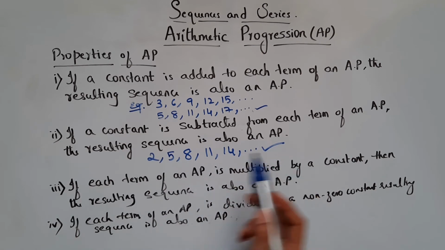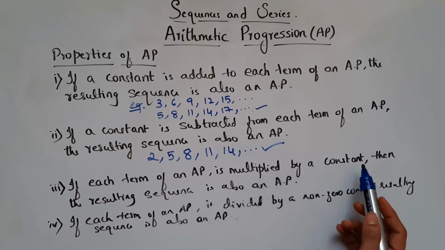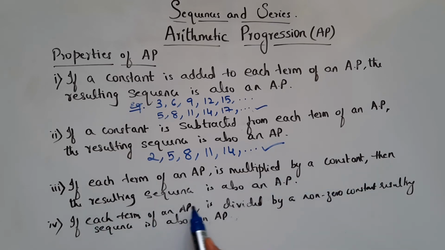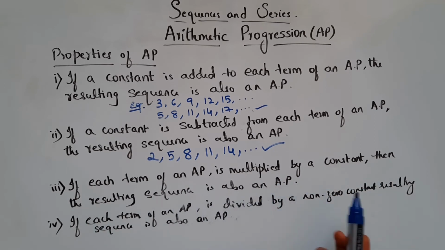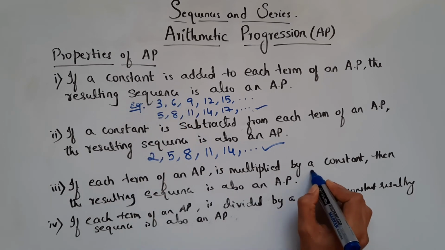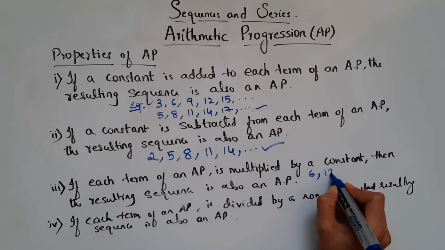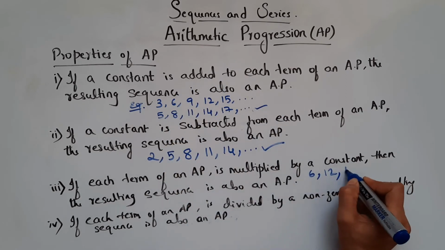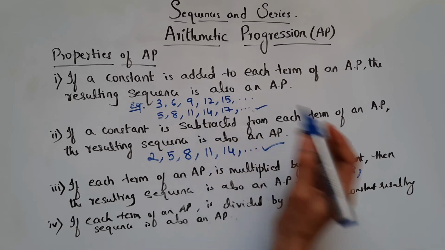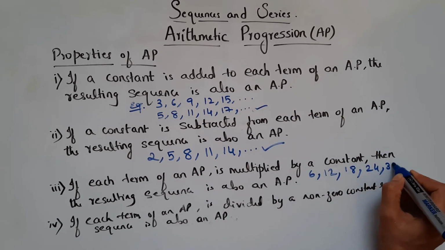Now let's move on to the third property. Here it says if each term of an AP is multiplied by a constant term, then the resulting sequence is also an AP. Similarly, if you multiply any constant term to each term of an AP, let's multiply by 2. So 6 into 2, 6 2s are 12. 9 into 2, 9 2s are 18. 12 into 2, 12 2s are 24, right? 15 into 2, that is 30, and so on.